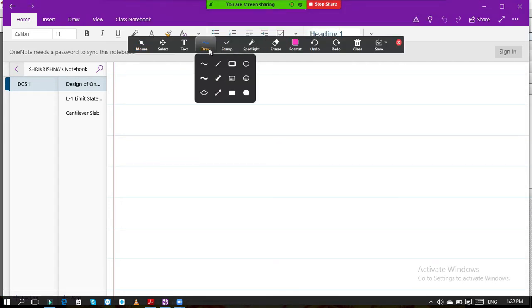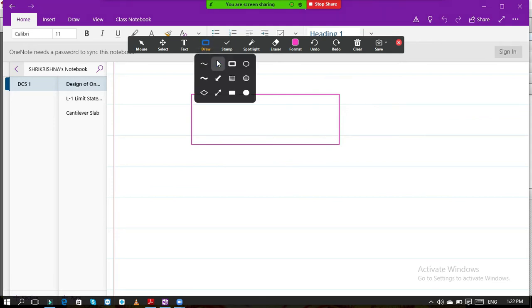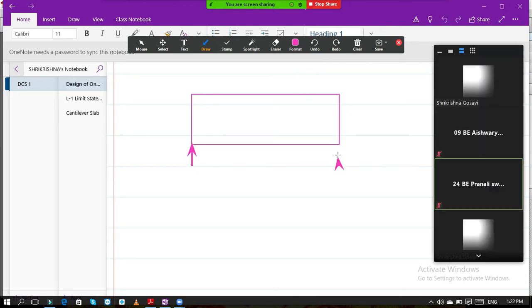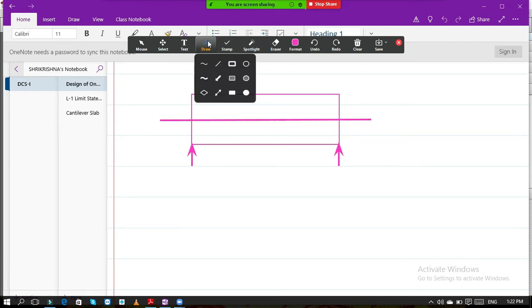So now see, this is our beam. These are the supports. It is a simply supported beam. Now I will draw the centroidal axis. This is the centroidal axis of the beam. This is also called the neutral axis.